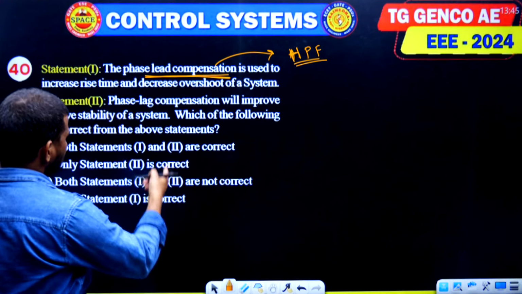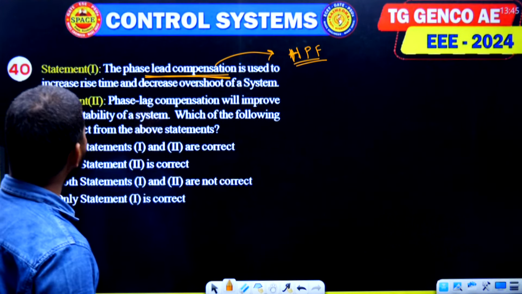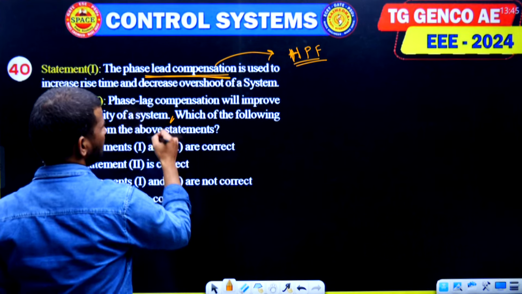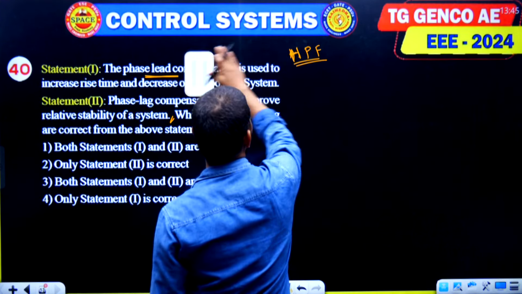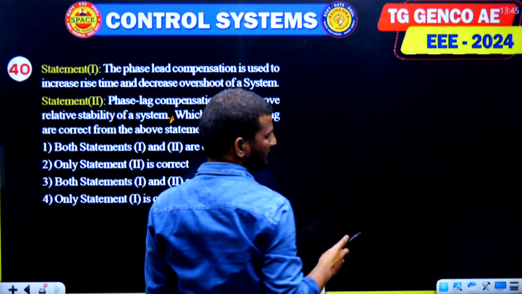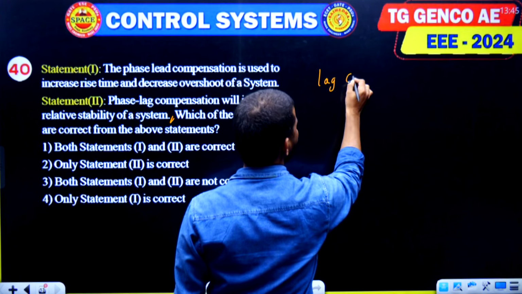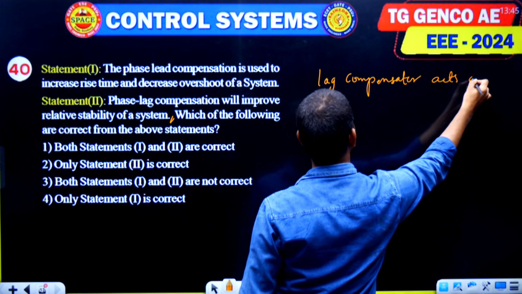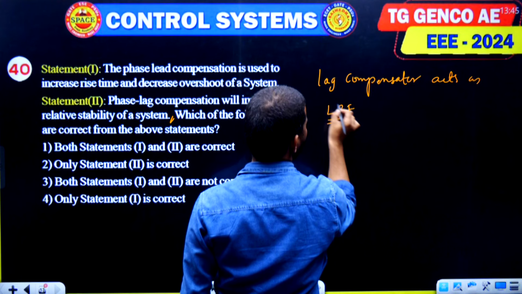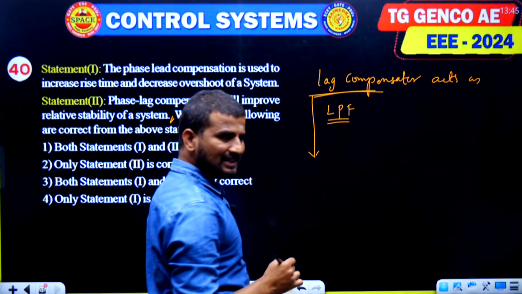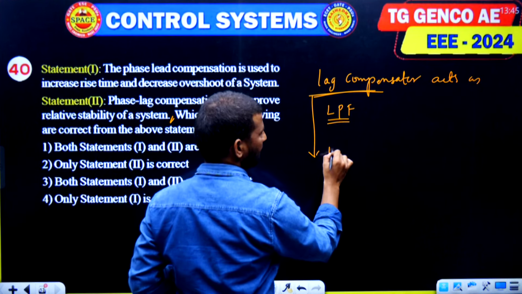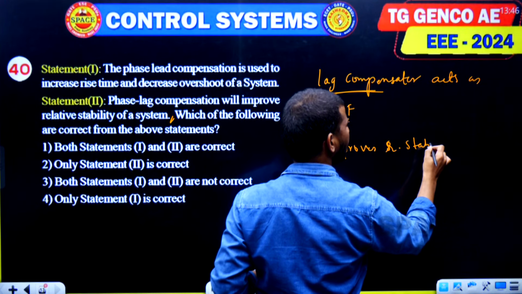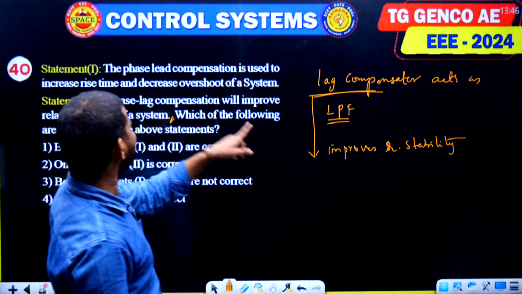Let us see the second statement here. Phase lag compensation will improve relative stability of the system. Here it is the opposite, so I need to discuss two things here. One is about the lead compensator, and the other about the lag compensator. Firstly, the lag compensator acts as a low pass filter. This is the first point. And the lag compensator improves stability, it improves relative stability. And one more point, it increases the rise time.